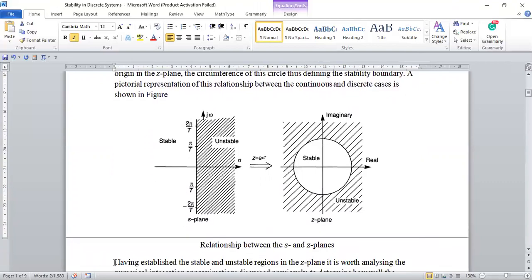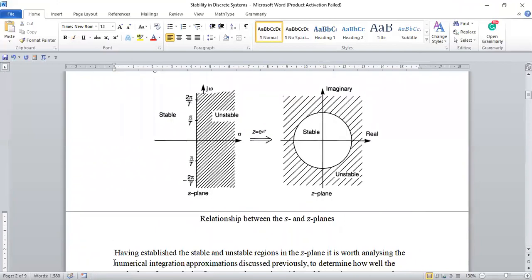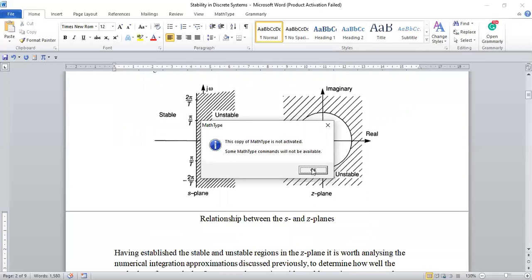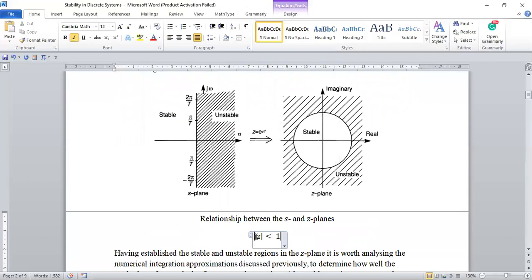let me just write it here. So we can define the region of stability as being from -1 less than z less than 1. So z has to be between -1 and +1. Here's -1 and here is +1.